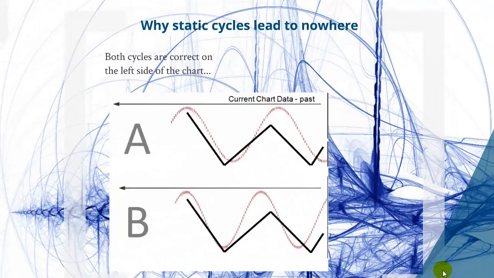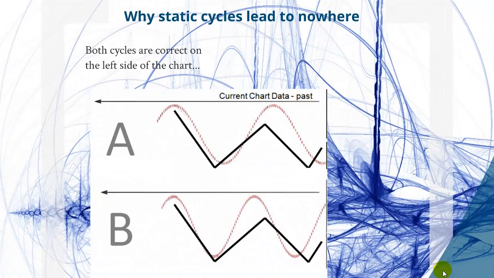Let me give you an example of why static cycles will lead nowhere here. So we will have 2 examples here, example A, example B, and the black line here will just be the price behavior. So this will be the price chart, and we have exactly the same price behavior here.